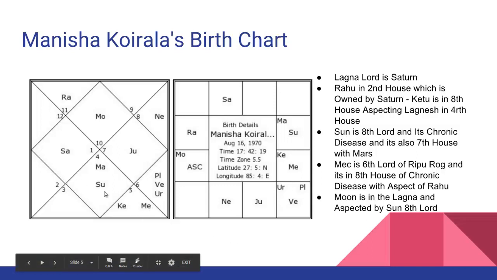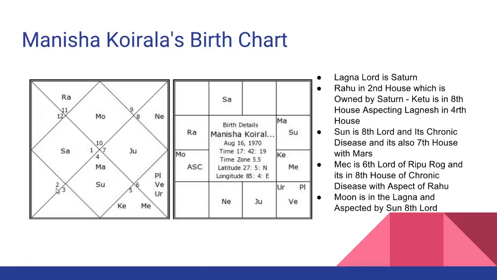Next we can see that Sun is the 8th lord, a chronic disease, and it is also with Mars in the 7th house. So you can see Mars is with Sun, and Sun is the 8th lord, so there is a conjunction, which means a connection with the 8th house. And you can see Mercury, which is the 6th lord.